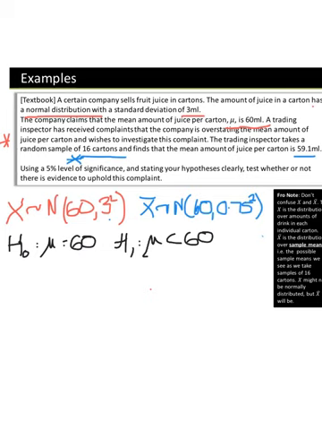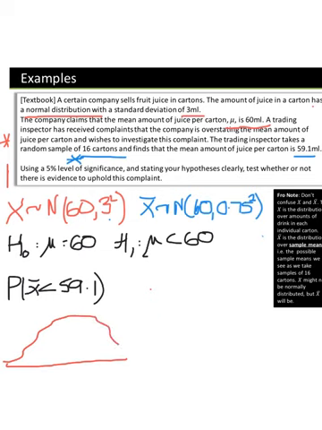Right, so we therefore want to work out the probability that our sample mean is less than 59.1. And we're testing at the 5% level of significance. So what we have here, if we always draw a little diagram, it does help. A bit shaky here, but never mind. So we have our 60 and we have our 59.1, and we've got a one-tailed test, and we're testing at the 5% level of significance.